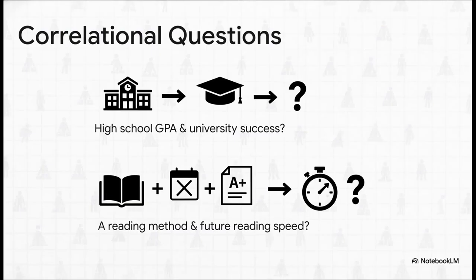Simple as that. And notice how these questions aren't about why one specific student did well. They're all about finding patterns across hundreds, maybe thousands of students. Is there a general link between high school grades and success in university? That's a classic correlational question.